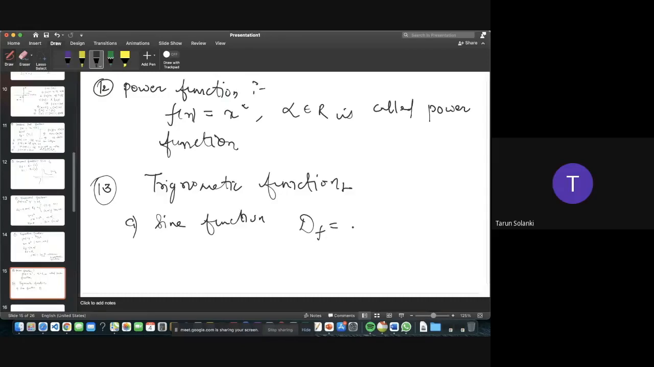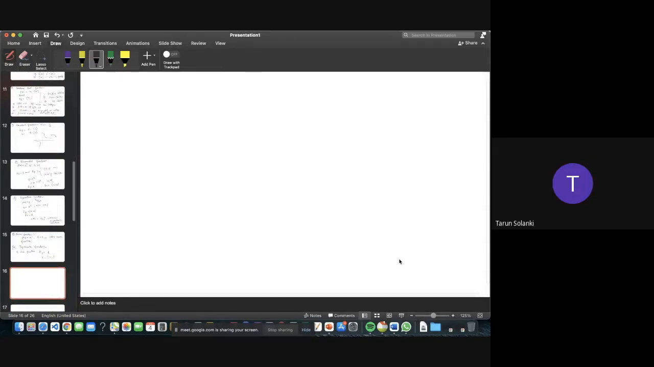So domain is R and the range is -1 to 1. Graph we already know, so we will not discuss it here. We already covered it in the previous lectures. Next, for cosine function, domain is R and range is -1 to 1.